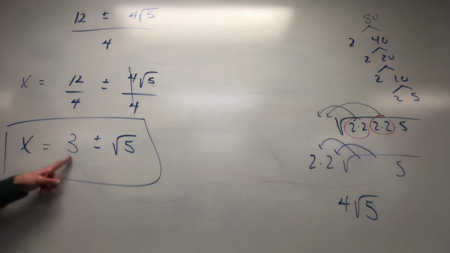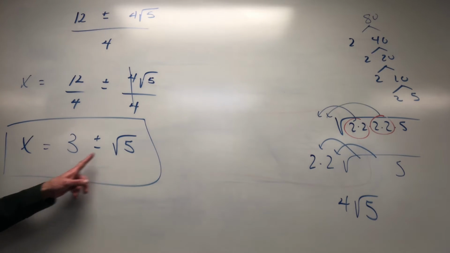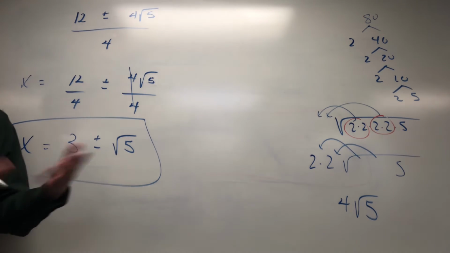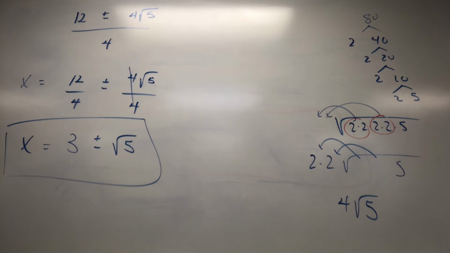And again, this is a regular number 3, and this is a square root. You can't add or subtract those. So you're done. That's all you can do on those like terms. Not too bad. All right.